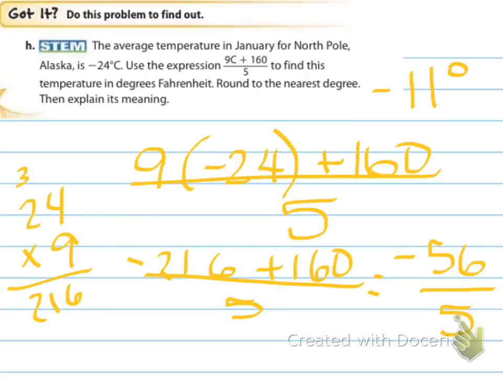All right, so we'd have 9 times -24, and that would be -216. Add that to the 160, and that would be -56, and then we would divide all that by 5, and so it said to round to the nearest degree, so we'd say -11. All right, so -11 degrees Fahrenheit is about the equivalent to -24 degrees Celsius.